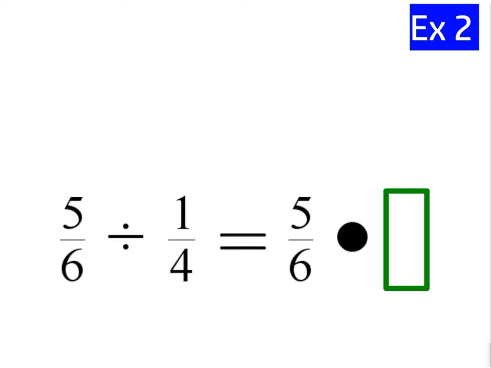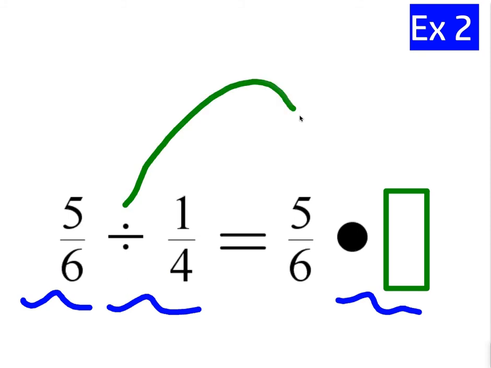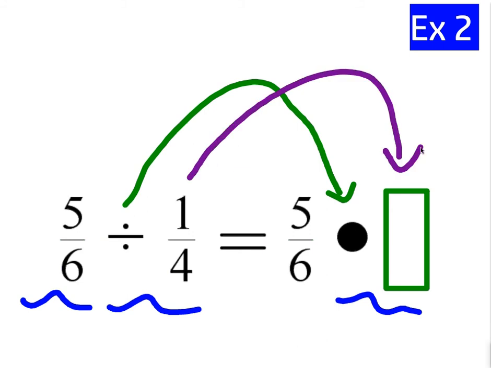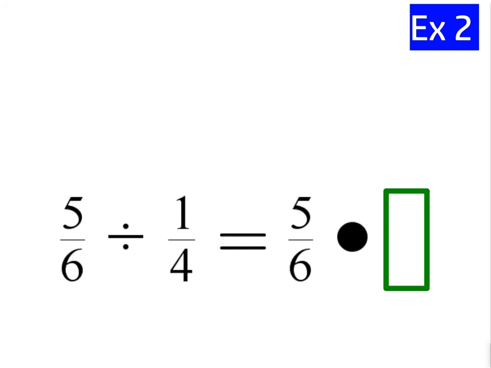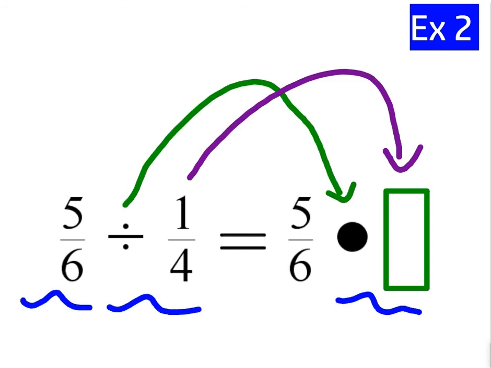Alright, next example. We have 5 over 6 divided by 1/4. This one is actually just asking to fill in the box. So notice that the division changed into multiplication, so therefore we must be doing what with the second fraction? We must be flipping it, right? If you flip 1 over 4, it does become 4 over 1. But more simple than 4 over 1 is just 4, right? So you can go ahead and simplify that one out.